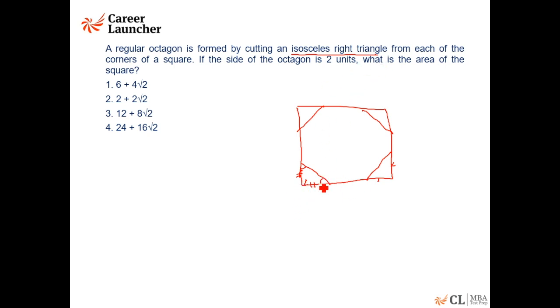Okay. So what is the ratio of sides of a 45, 45, 90 right triangle? 1 is to root 2. As per the question, the side of the octagon is 2. So if this is 2, this is 2. What will this be? Root 2. So this will also be root 2. So what is the side of the square? 2 plus 2 root 2 is the side of the square.